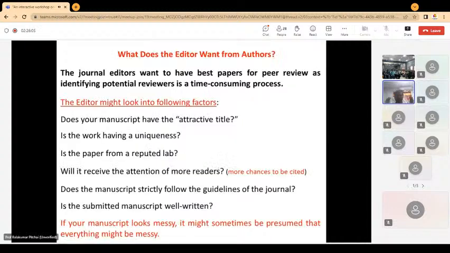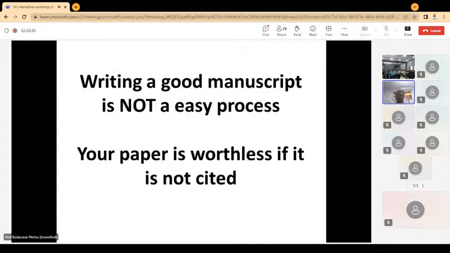So what might the editor look into in your paper? The first, does the manuscript have an attractive title? Does the work have uniqueness? Is the paper from a reputed lab? Will it receive attention from more readers? Then only there are more chances for getting citations, and for them the impact factor will go up. Does the manuscript strictly follow the guidelines of the journal or not? Is the submitted manuscript well written? So everything the editor will see. If your manuscript looks messy, it might sometimes be presumed that everything must be messy.